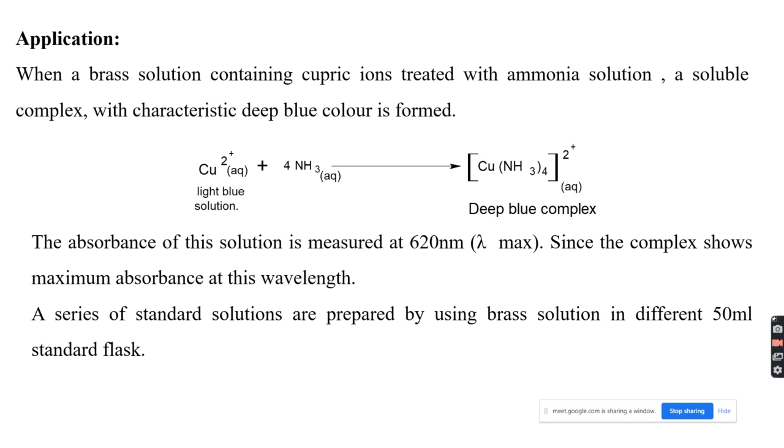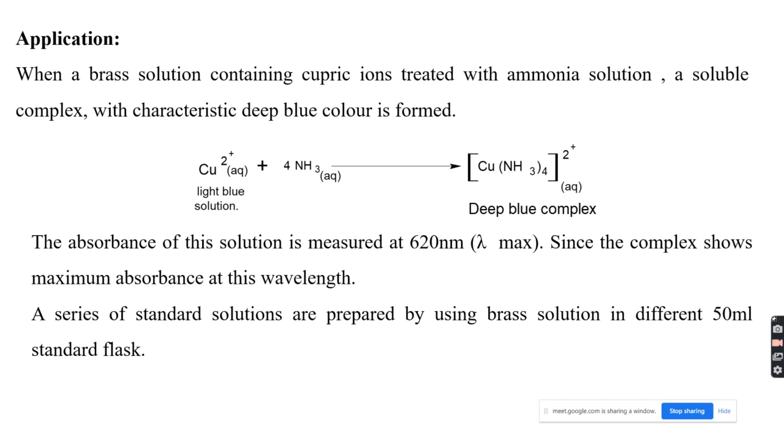Or we can give a brass solution. The brass solution contains some amount of cupric ion. We do not know how much cupric ion is present in that brass sample. By titration you can find the cupric ion concentration in the brass solution, or even by colorimetry we can find the cupric ion concentration.